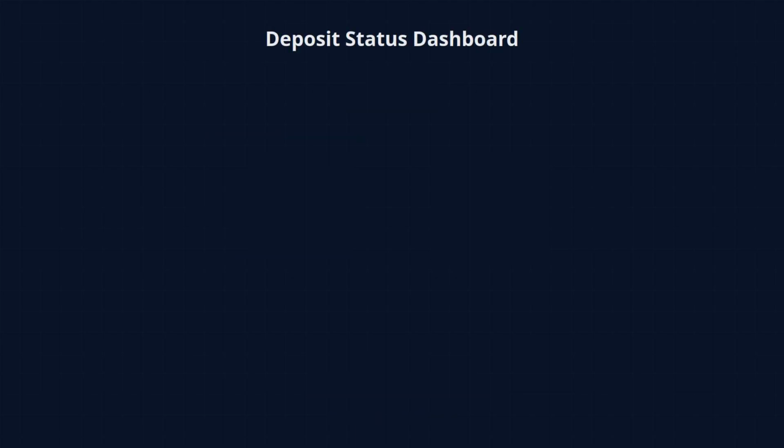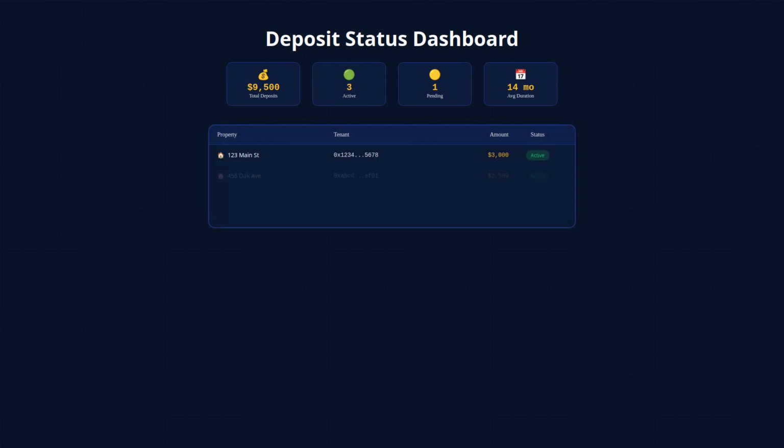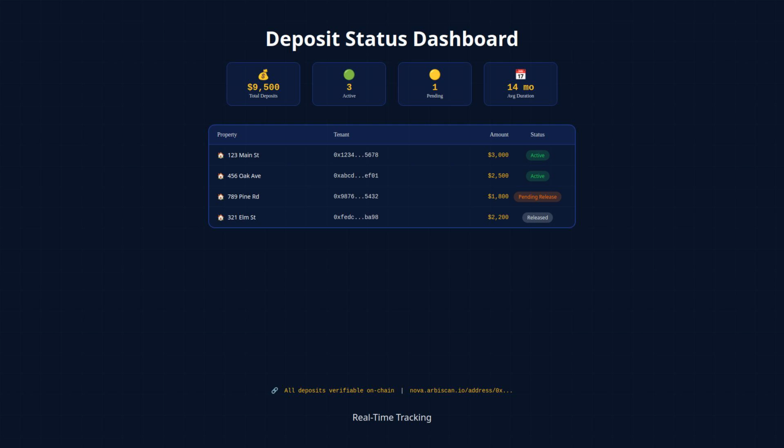A dashboard provides complete visibility into all deposits. Active deposits, pending releases, and historical records are all available. Each deposit's status, amount, and associated property are displayed. Everything is verifiable on-chain through block explorers. Property managers have full oversight while tenants have guaranteed transparency.